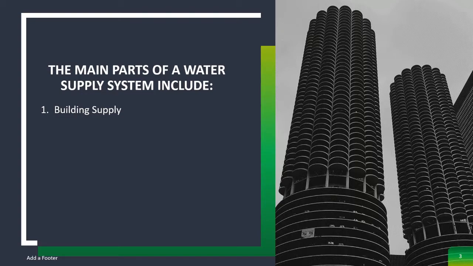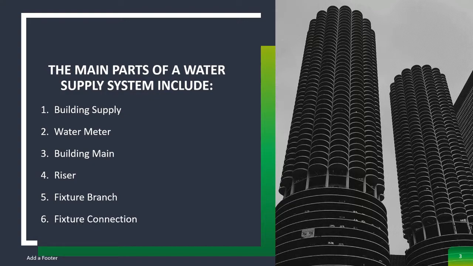Number 1, building supply; number 2, water meter; number 3, building main; number 4, riser; and number 5, fixture branch. Lastly, number 6 is fixture connection. So we will tackle this one by one in order for us to learn and be familiar with how to build water supply systems and how they work.